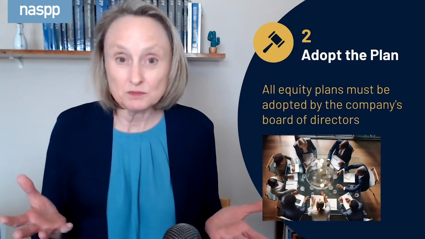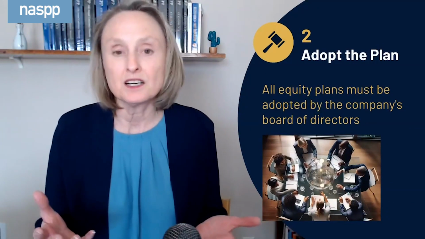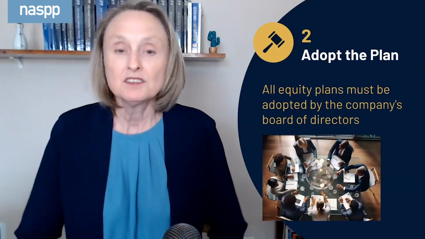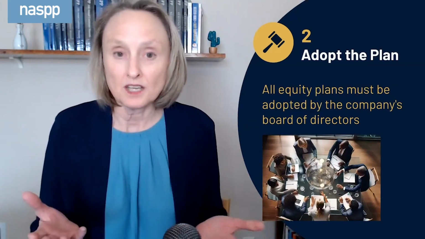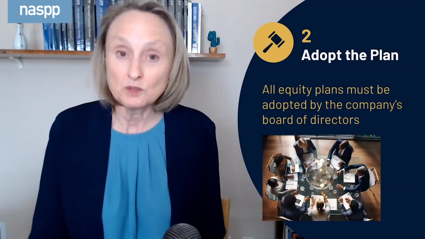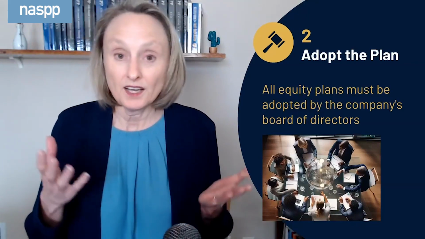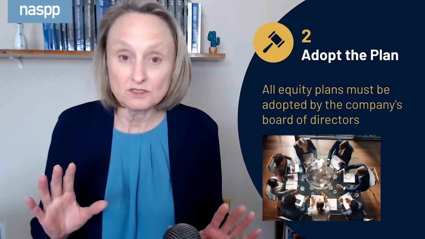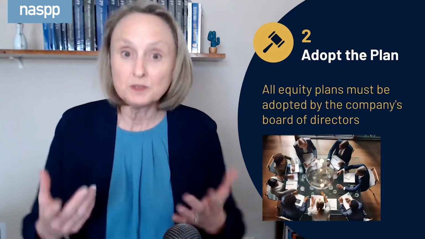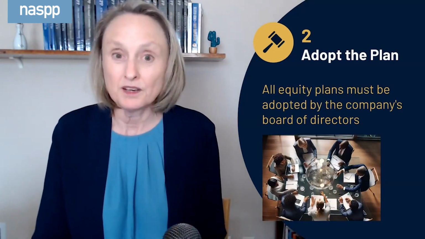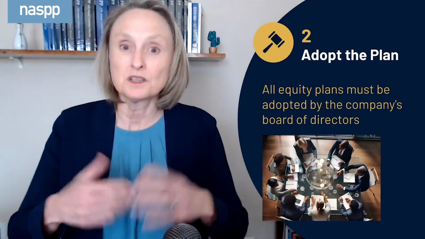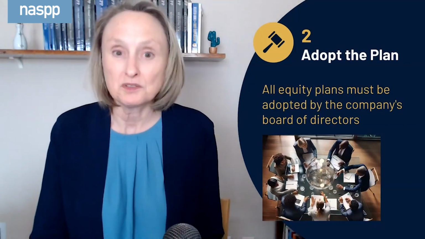Once you have designed your plan and drafted the plan document, then the next step is to have your board of directors adopt the plan. Under your state corporate laws, your board has authority over all issuances of company stock. Because you will be issuing company stock under the equity plan, it is important that the board adopt the plan, since they have authority over it.